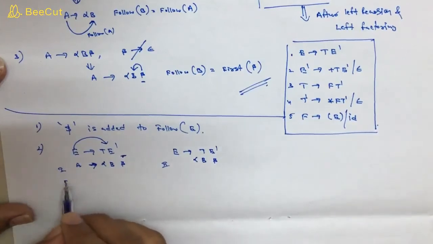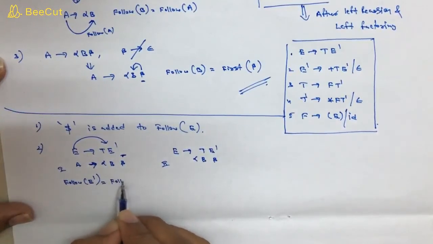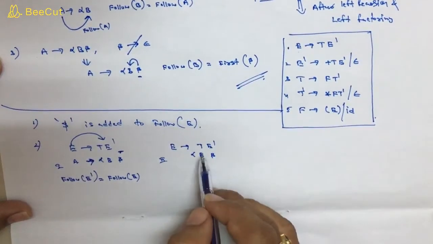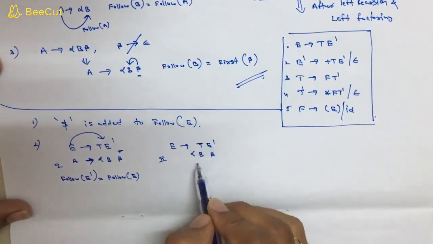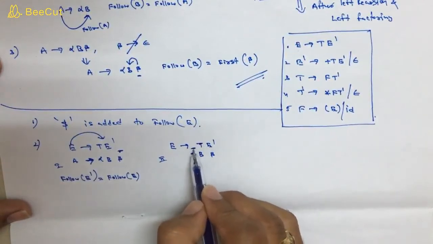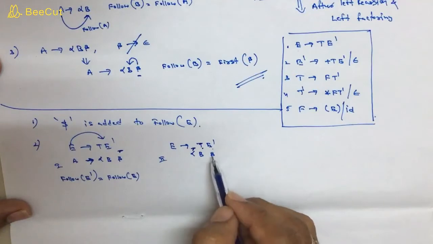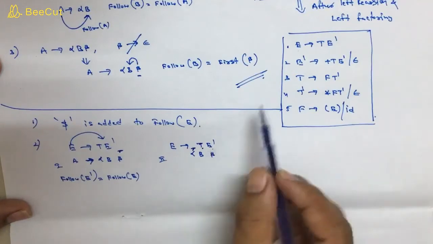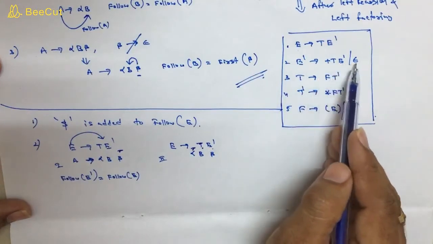Follow of E dash is equal to follow of E symbols. Suppose I talk about rule number 2, the second possibility of rule number 2: alpha is an epsilon here, B is a T, and beta is an E dash. So what is the beta replaceable production? That is nothing but the E dash replaceable production. The E dash replaceable production is, in one case, plus T E dash, and in the other case, epsilon.